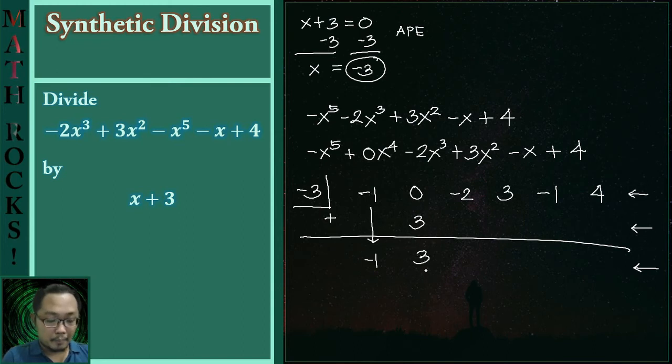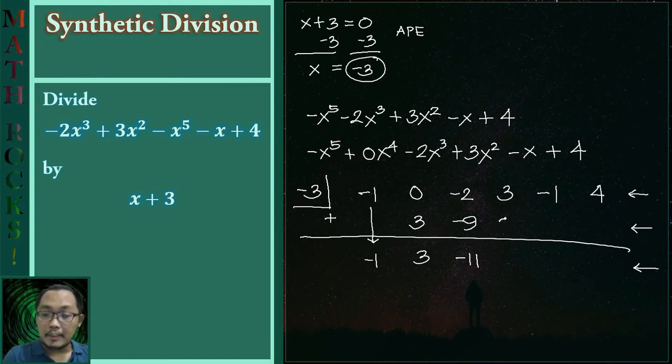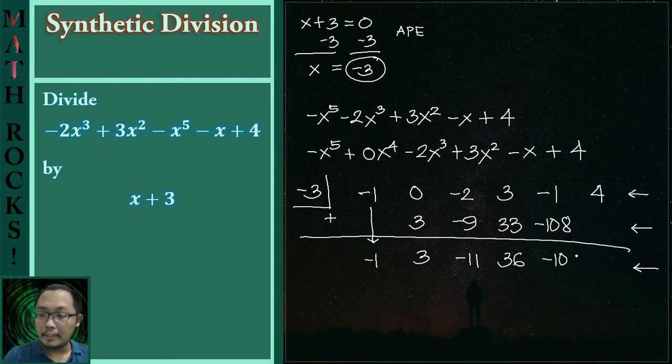And for our next step, we only have to repeat such procedure until the last number is determined here. Doing so, we have our 3 be multiplied with negative 3, and we have a product of negative 9. Adding these two numbers together, we have a negative 11, and multiplying the negative 11 with the negative 3, we have a positive 33. And adding these two numbers together, we have a 36. And 36 multiplied with negative 3, we have a product of negative 108. And adding these two numbers together, we have a negative 109.